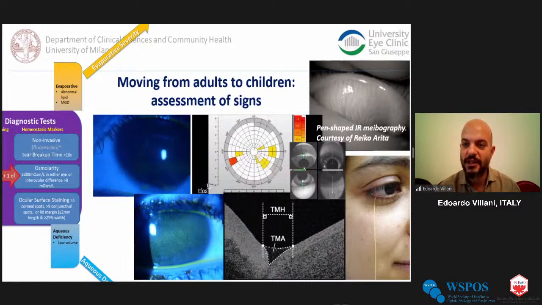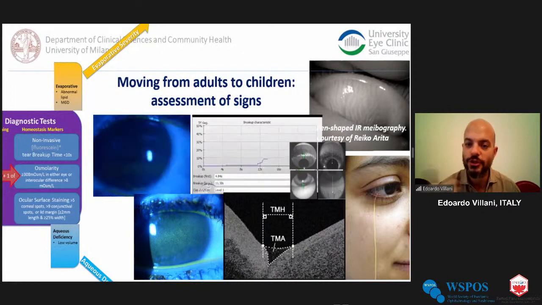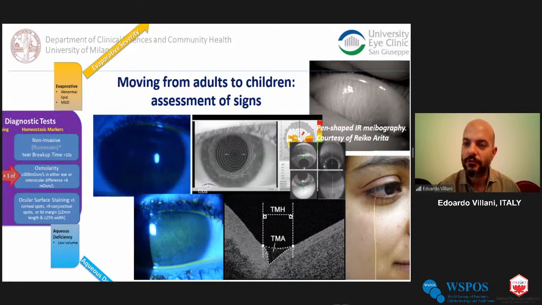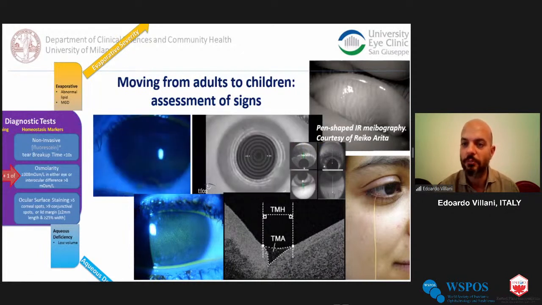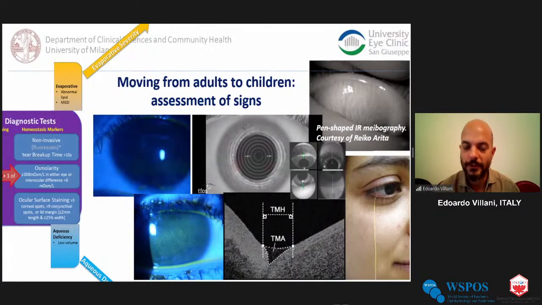All these things are different in children, and we have specific challenges related to the cooperation of children, related to the thresholds for dry eye diagnosis, which are probably different in children compared to adults, and we don't have evidence of a standardized approach for children and to validate the thresholds in the pediatric population.